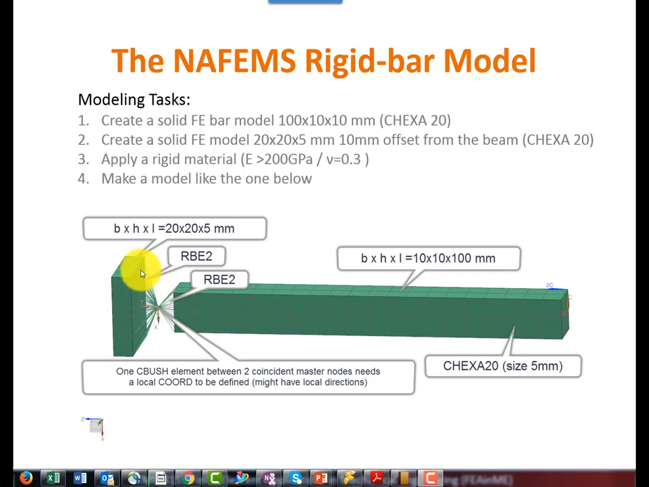Then I applied one RB2 element, which is connecting a node here to this surface of this part. And then I made another RB2 element, which is connected to the bar, with a master node in the same location. So here I have 2 master nodes, which are coincident. And then I added a C-bush element here between the 2 coincident master nodes. And then I needed to define a local coordinate system in order to define the directions of the C-bush element. So that's pretty much my model.